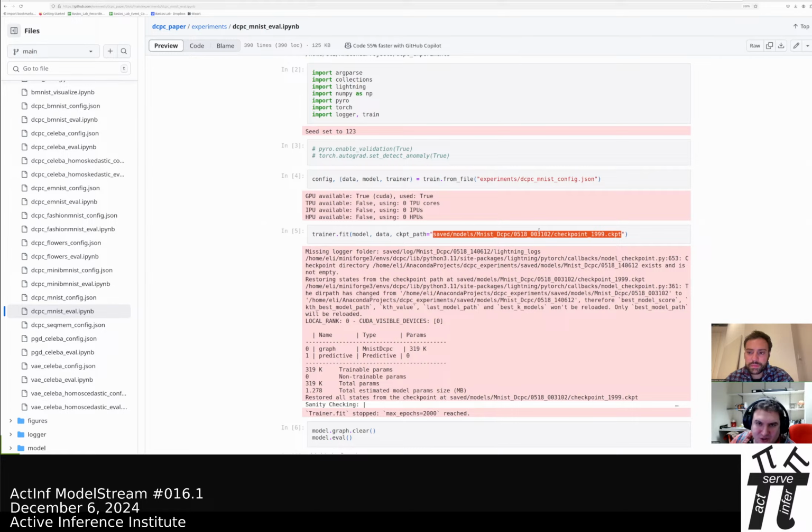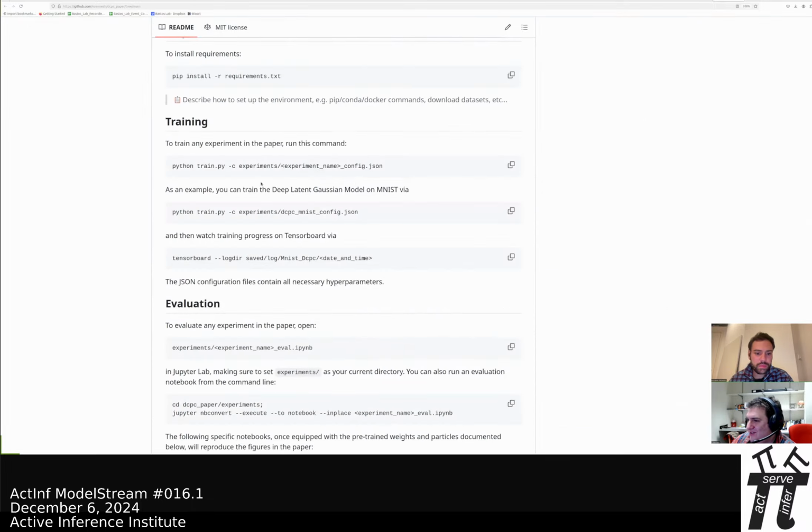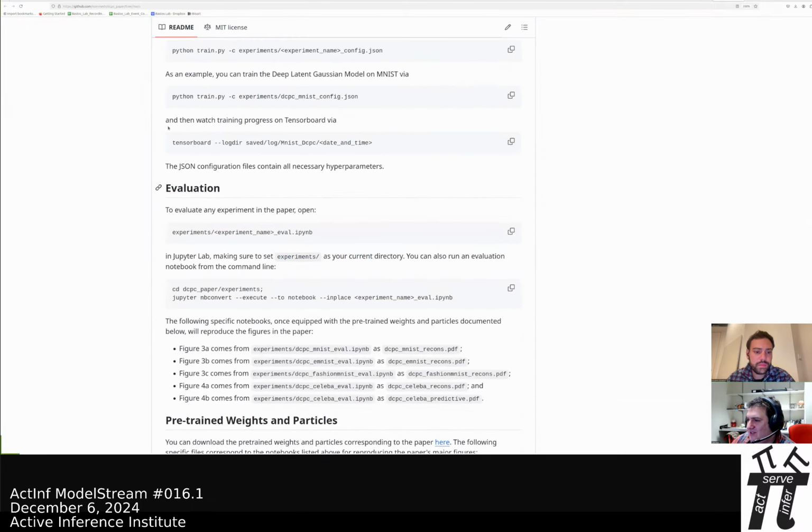I say should because I've tried it, but I've tried it once. Cool. Definitely opportunities for people to explore. And then what about the training step? So that would be done from the command line as the repo readme tells us. That's this step.